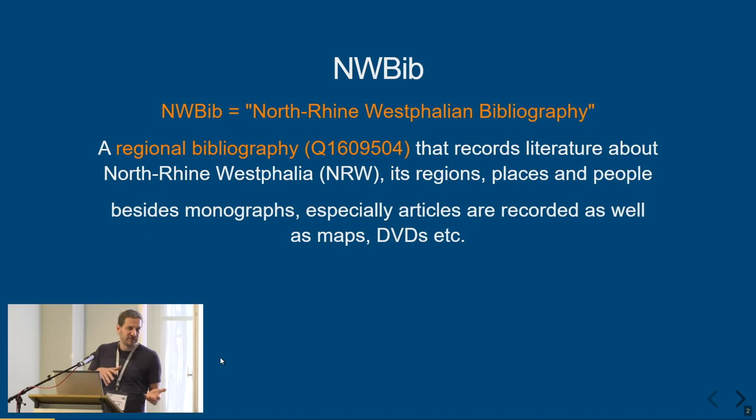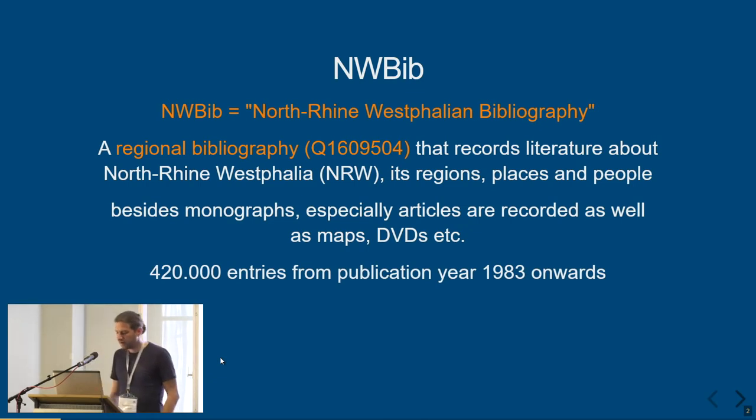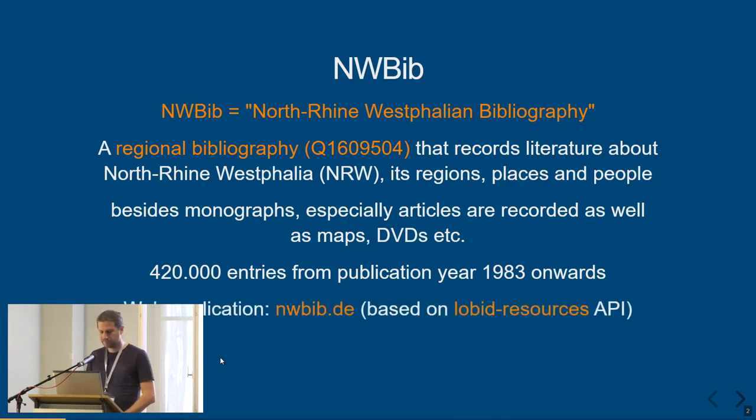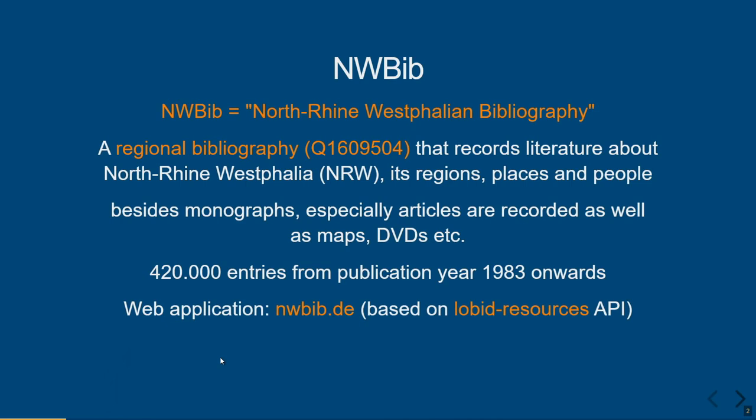There are monographs in it, and there are a lot of articles in it, and most of them are quite unique. That's the interesting thing about this bibliography, because there's often quite obscure stuff, local people writing about their tradition and something like this. There are over 400,000 entries in there. The bibliography started in 1983, so we only have titles from this publication year onwards. If you want to take a look at it, it's at nwbib.de.